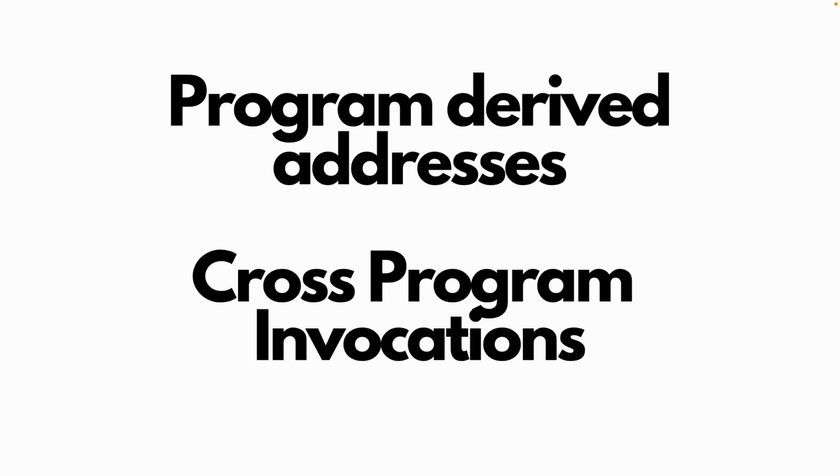In this video, we'll understand two new things. One is called program derived addresses and the other one is cross program invocations. We're doing these together because the concept of program derived addresses makes sense only in context of CPIs. So we'll understand what both of these things are, and in the next video we'll actually write some code to understand these further and see how you can use them in a practical scenario.